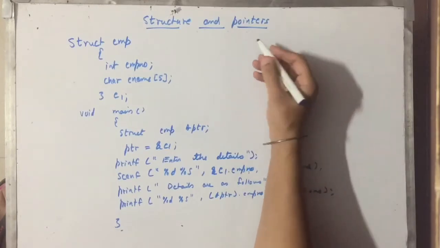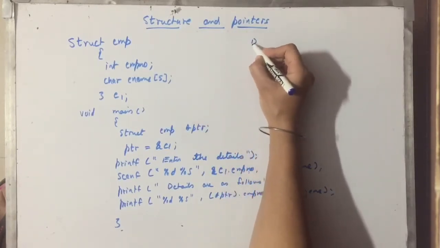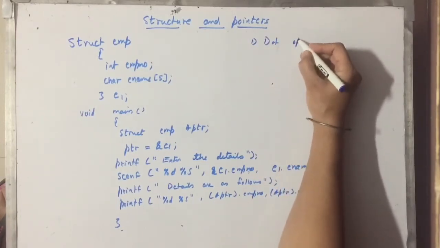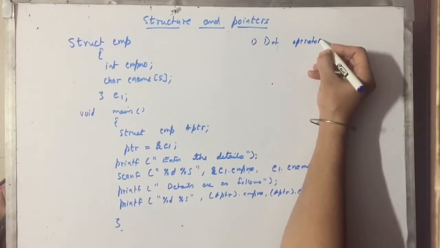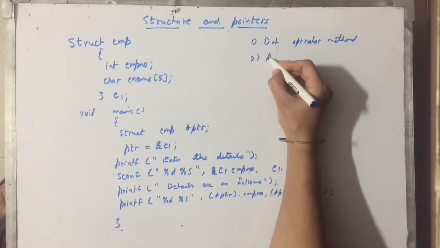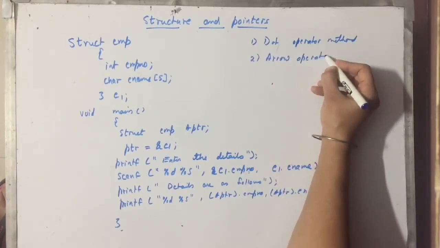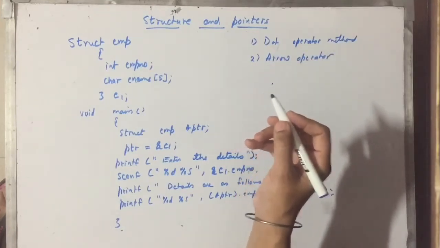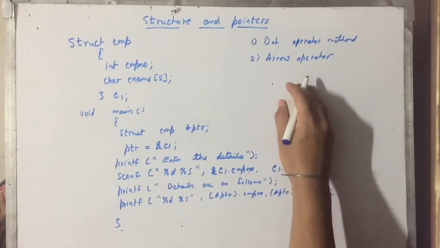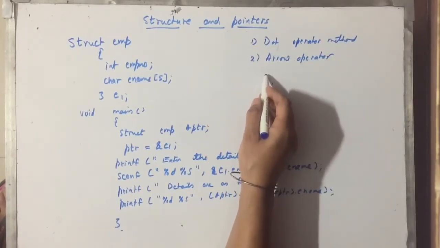Now there are two ways to access pointers in structures. One is the dot operator method, and the other one is using the arrow operator. There are two ways. One is the dot operator method and the other one is the arrow operator. Now we will be learning these two methods with the help of an example.